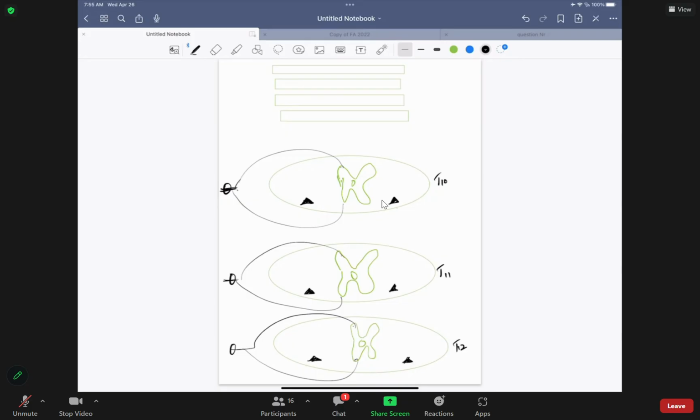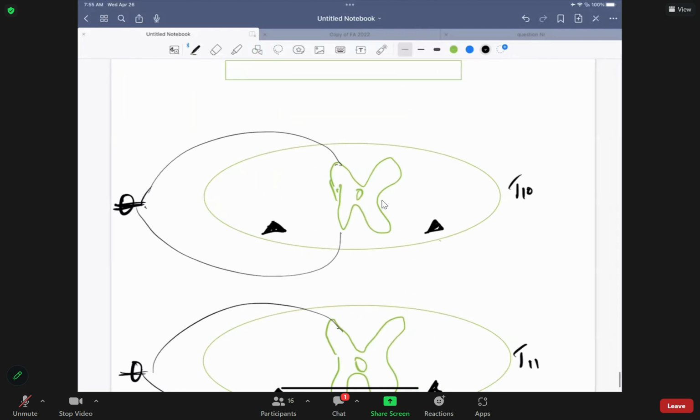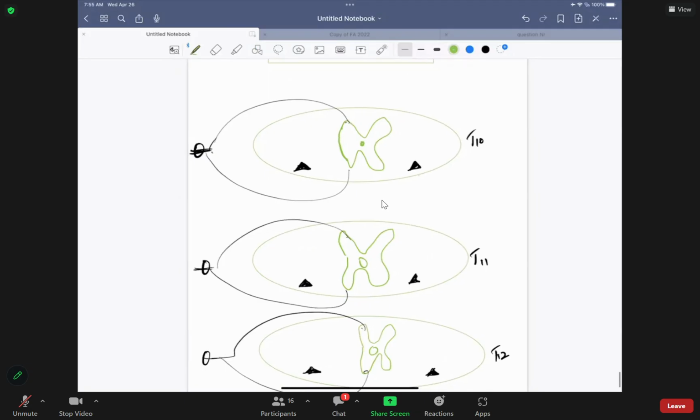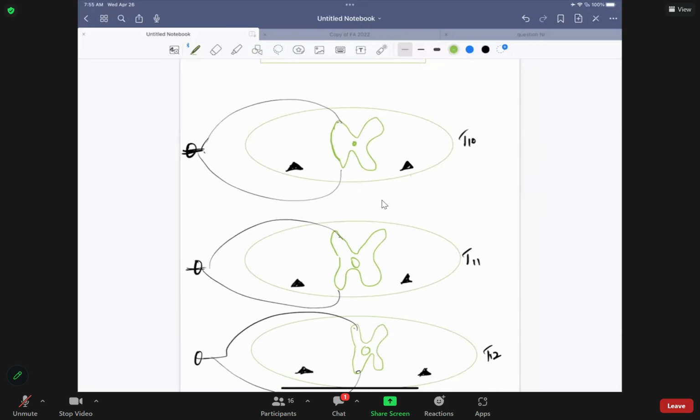Both sides I have stress. No, this one will make it a little better. My spinal cord looks like polio, which I checked.